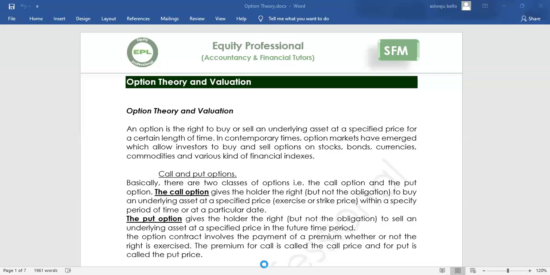The right to buy is known as the call option. The right to sell is known as the put option. The predetermined price is what we call the exercise price. Now, to obtain the right to buy or the right to sell, you must pay a premium. This premium is the price or the value of an option. This premium must be paid immediately, and the premium is non-refundable.